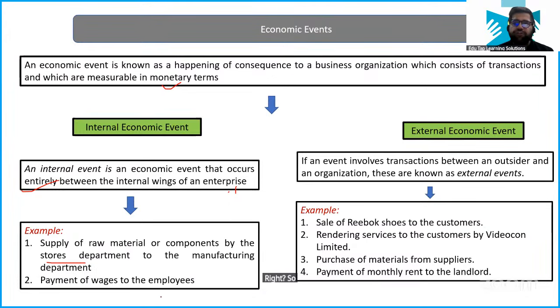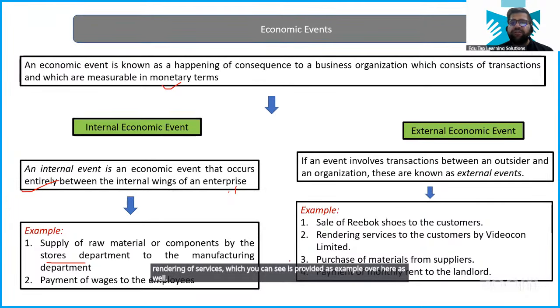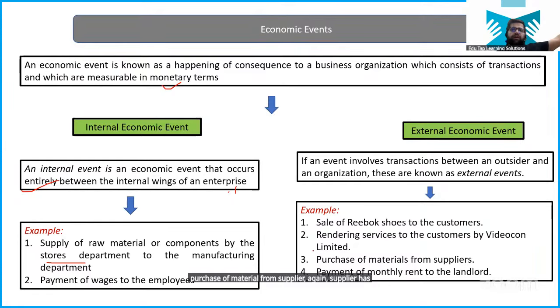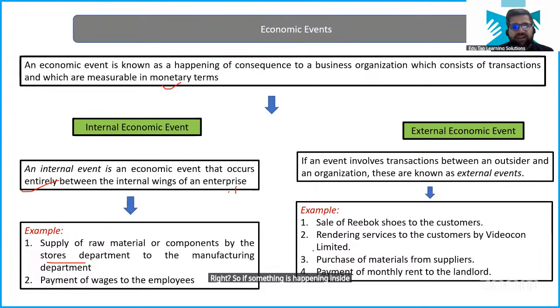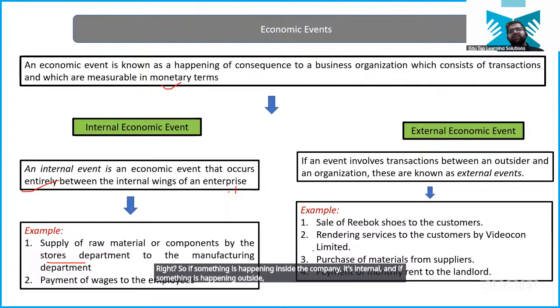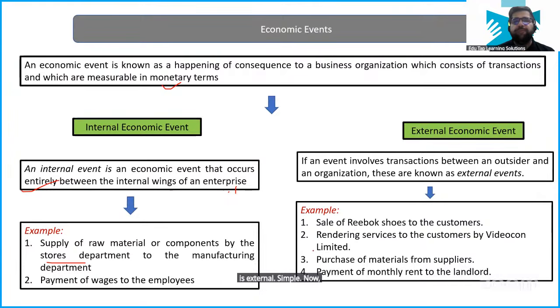Sale of Reebok shoes to a customer, rendering of services, which you can see is provided as an example over here as well. Purchase of material from a supplier. Again, the supplier has its own business, and you are trying to take goods from him. So you are taking goods from the supplier. The supplier is not inside your company, right? Payment of monthly rent to the landlord. Again, the landlord is not working in the company, right? So if something is happening inside the company, it's internal, and if something is happening outside, it is external. Simple.